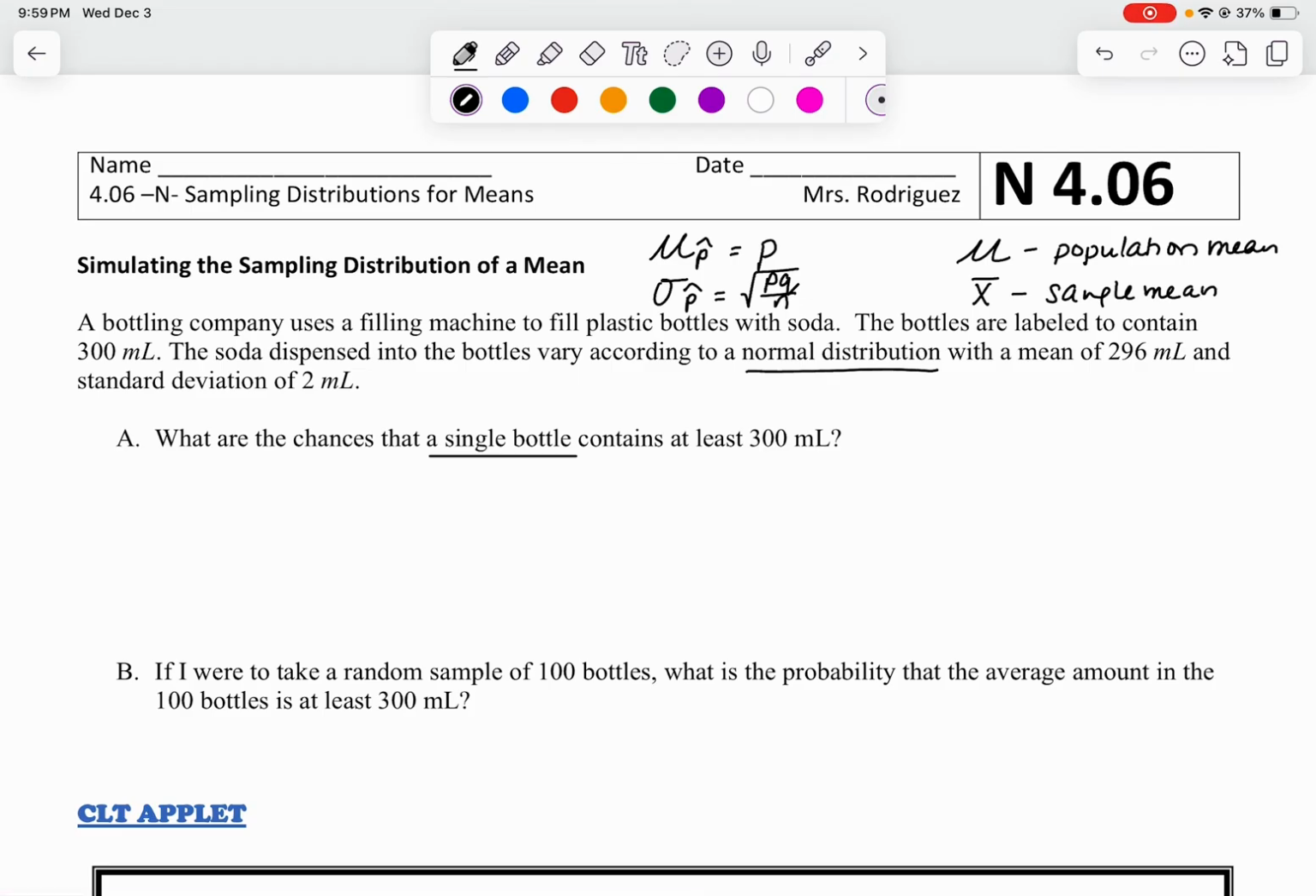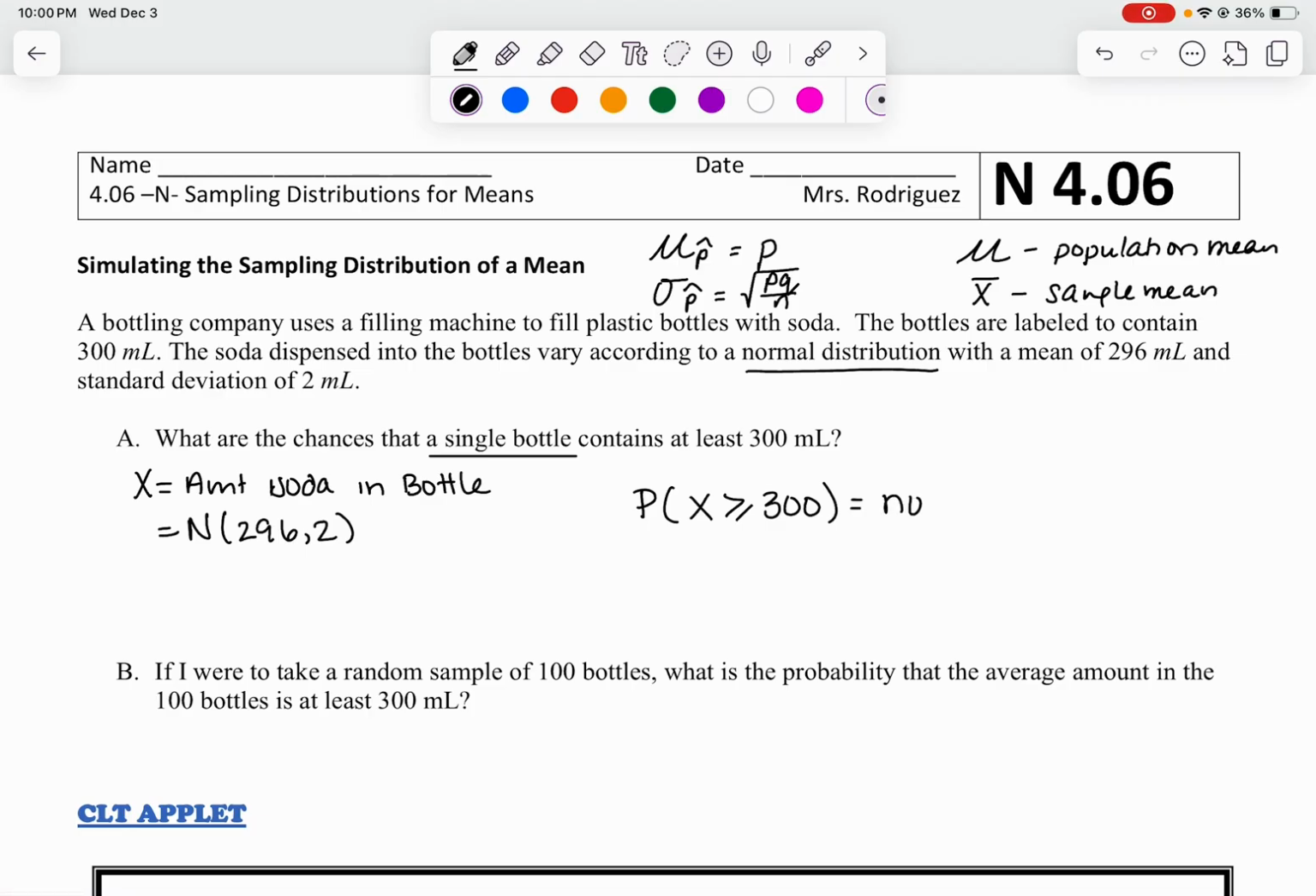If you notice here again, they're telling you the quantity of soda dispensed into the bottle is approximately normal. So if X is equal to the amount of soda in the bottle, that means X is also normally distributed with a mean of 296 and a standard deviation of 2. So we're looking at the probability that X is greater than or equal to 300, again in a single bottle.